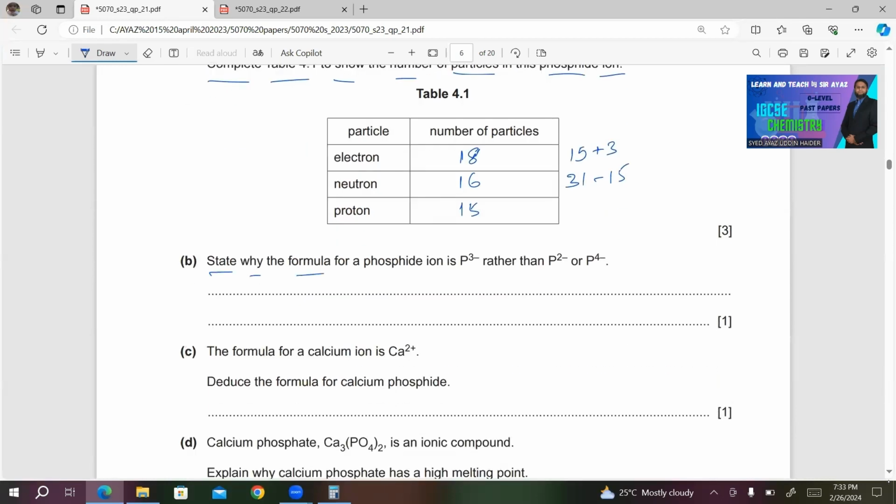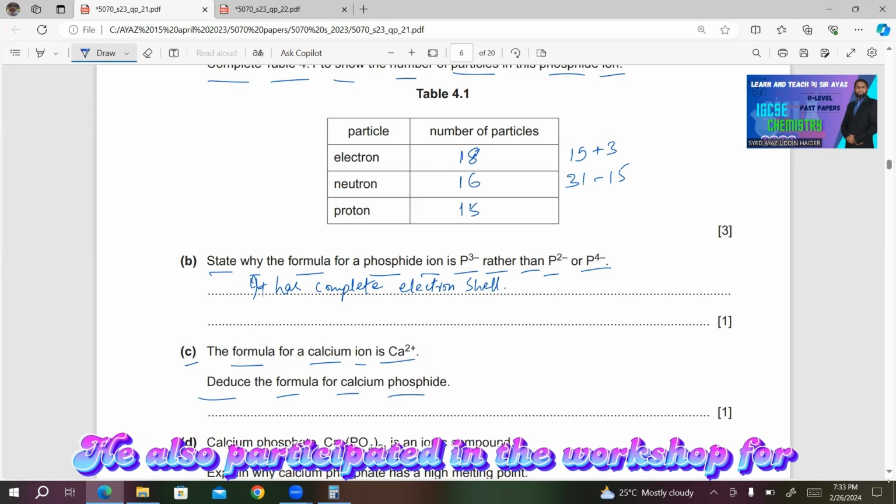State why the formula for a phosphide ion is P3- rather than P2- or P4-. It has a complete electron shell. Part C. The formula for a calcium ion is Ca2+. Deduce the formula for calcium phosphide.